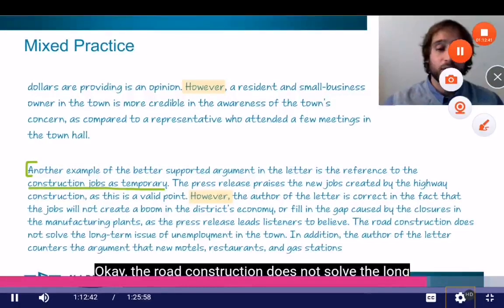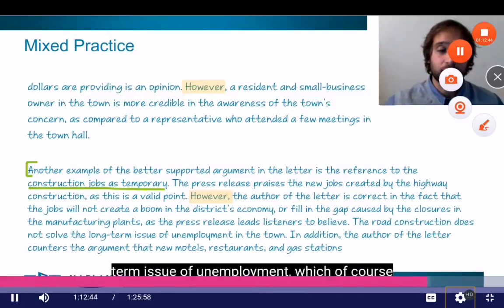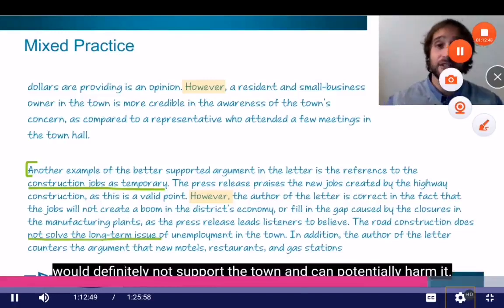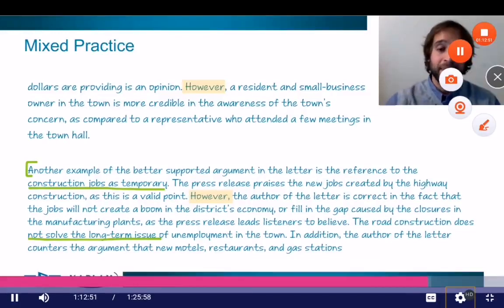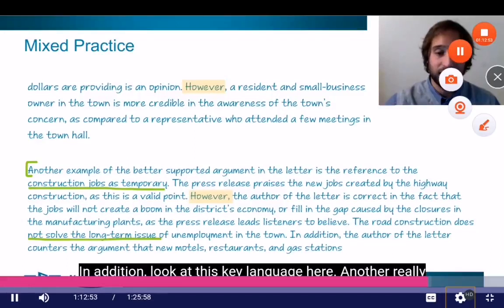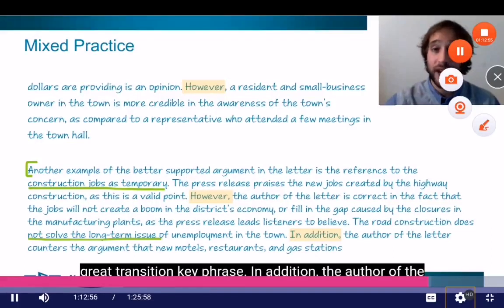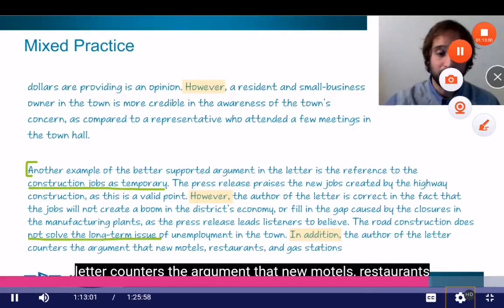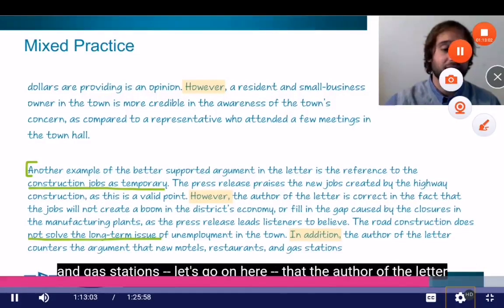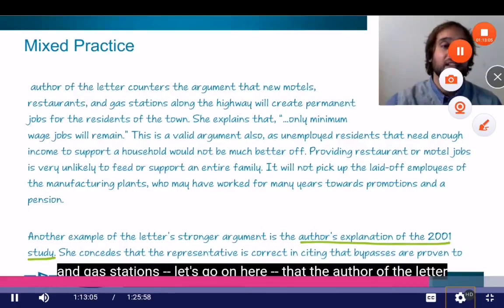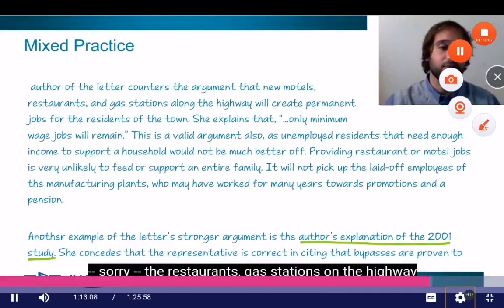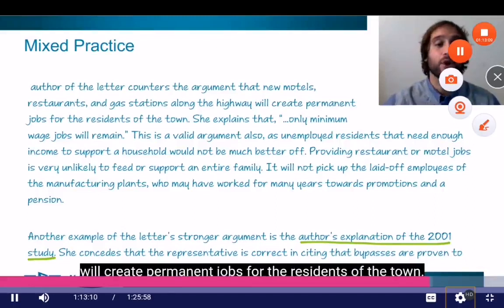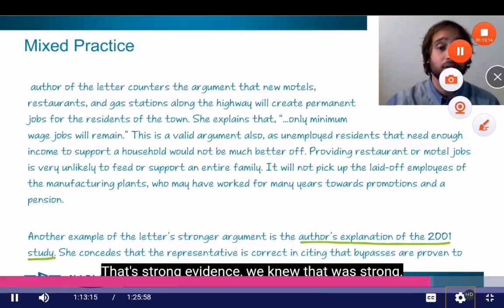Okay, the road construction does not solve the long-term issue of unemployment, which of course would definitely not support the town and could potentially harm it. In addition, look at this key language here. Another really great transition key phrase. In addition, the author of the letter counters the argument that new motels, restaurants, and gas stations along the highway will create permanent jobs for the residents of the town. That's strong evidence. We knew that was strong.